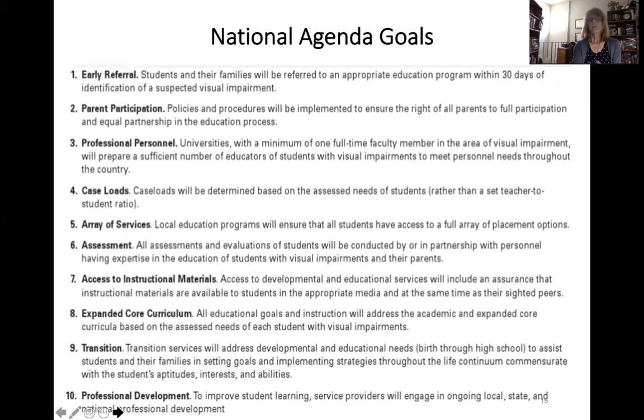You can stop this at any time. This is just a really interesting national agenda of goals. And it involves things that we've talked about throughout the semester. How do we create places for early referral all the way to professional development for our people out in the field?